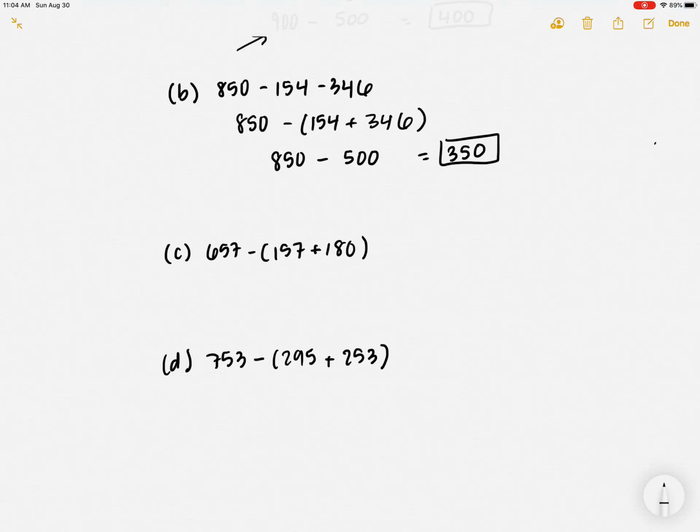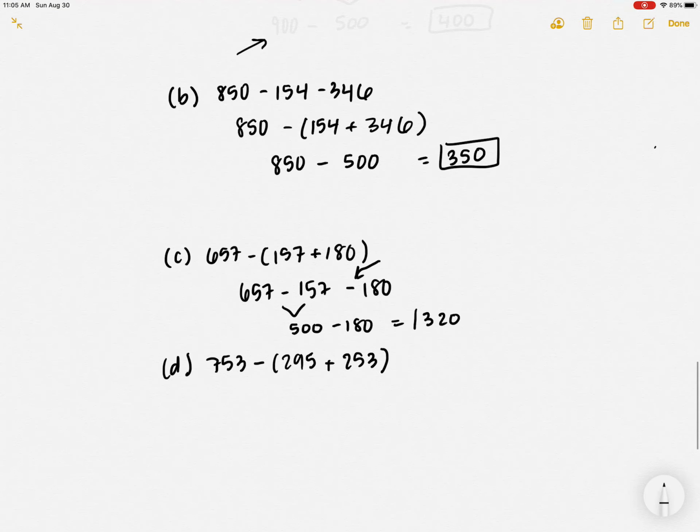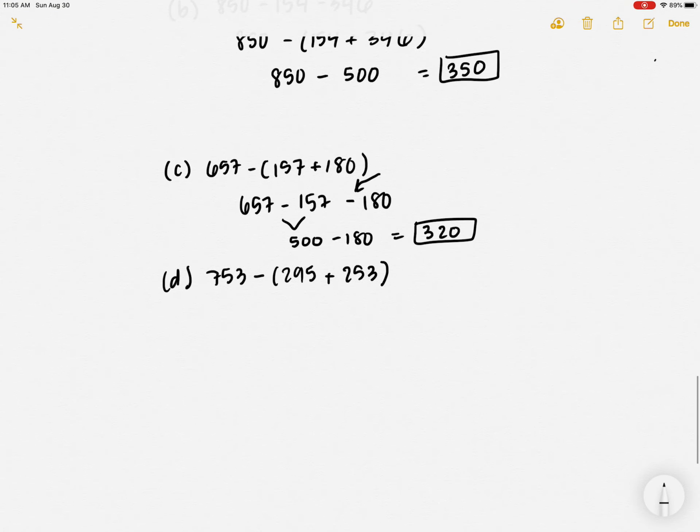For part C and D, we will be removing the parentheses. So if you remove them, you get 157 and 180, 657. And then remember again, the negative sign distributes itself, so the 180 should be negative. And subtracting these 2 first will give you 500 minus 180, and now you get 320 as your answer.